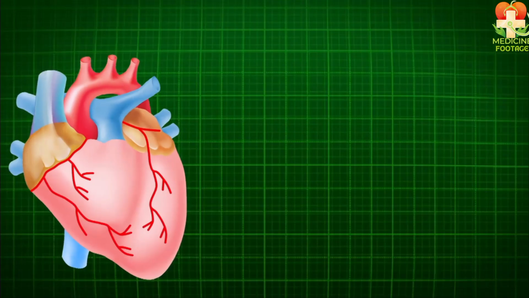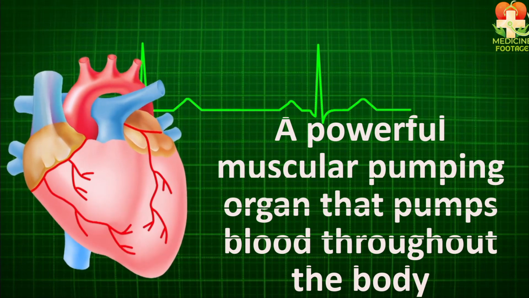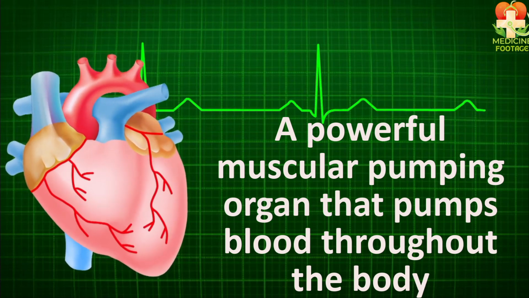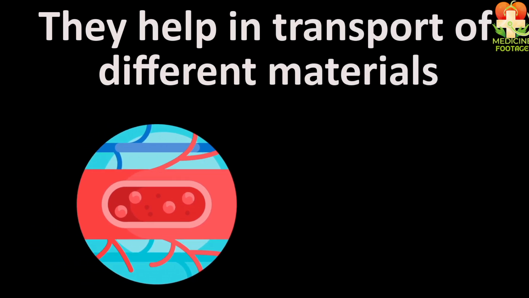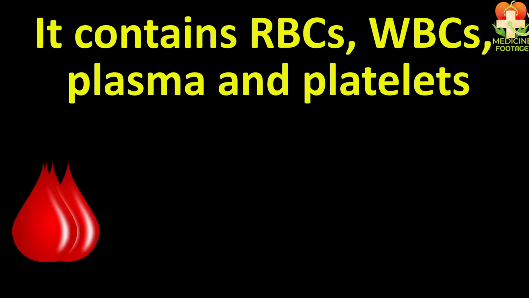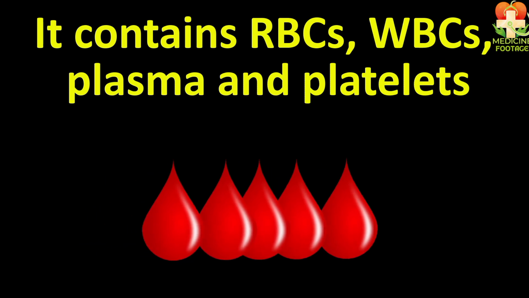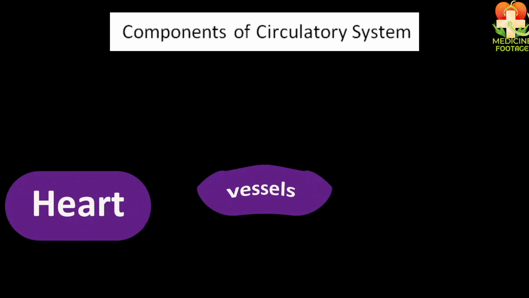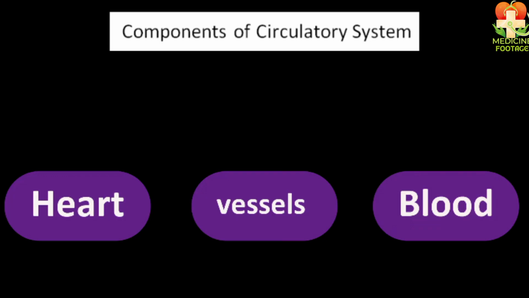The human heart is a powerful muscular pumping organ that pumps blood to all the organs of the body. Now, these blood vessels transport this blood and carry different materials. Now, what is blood? Blood contains RBCs, WBCs, plasma, platelets, and nutrients and oxygen. Now we will study the components of the circulatory system. The components of this circulatory system are three: the human heart, blood vessels, and blood. Now we will study these three in a little more detail, one by one.